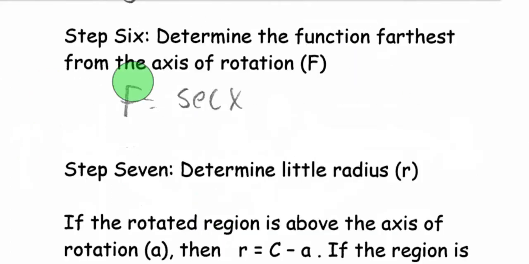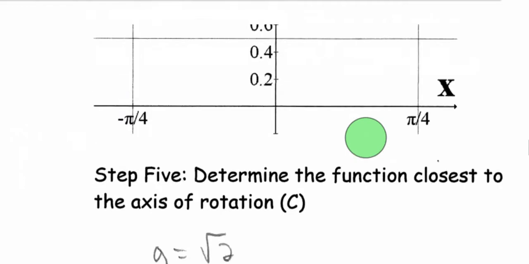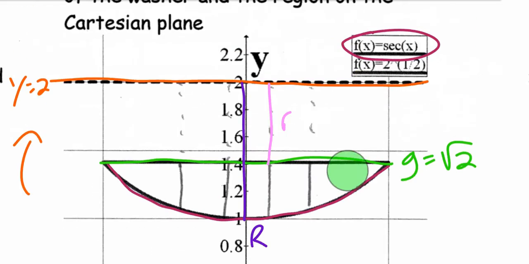And again, we're just going to call that big F. Step 7, we will determine our little radius. Now, in this case, the region is below the axis of rotation. So to find our little radius, it's going to be a minus c. And again, the reason for that is because a is above c this time instead of the other way. So it'll be a minus c that will give us this little r.